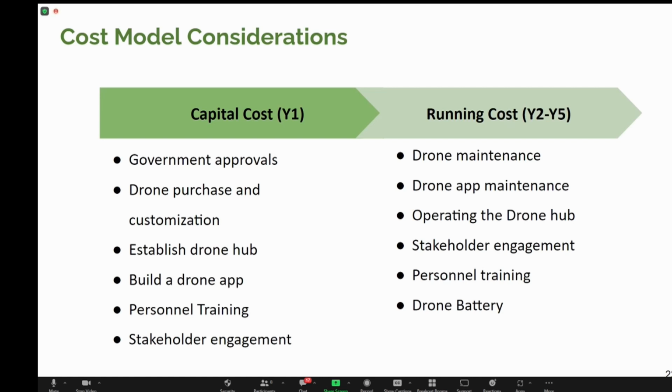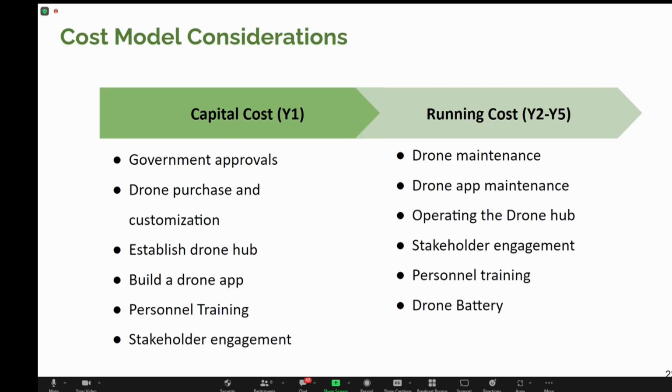Third is establishing a drone hub. So in a hospital, we have to establish computers and an internet in order to run the drone. Fourth is looking at building a central drone app. That also we factored doing it locally within Nepal.